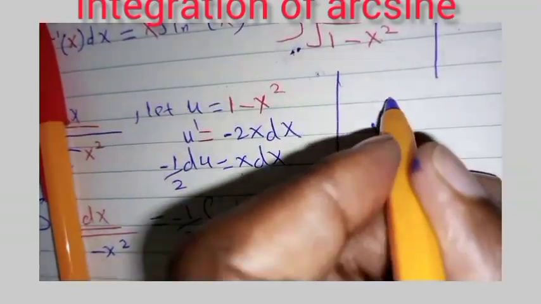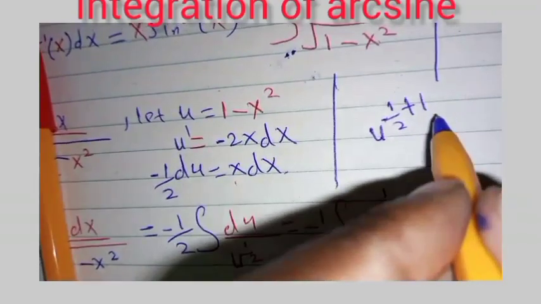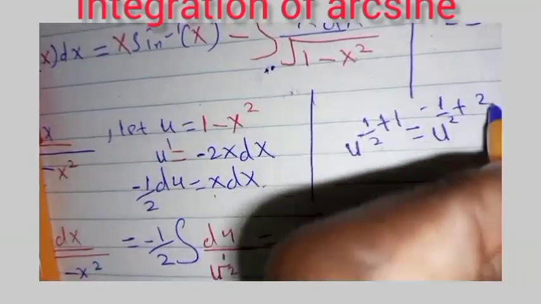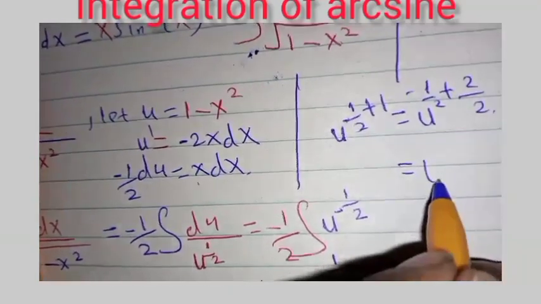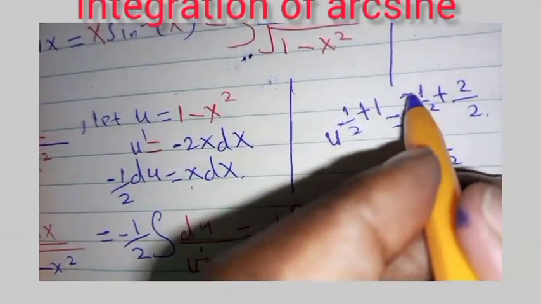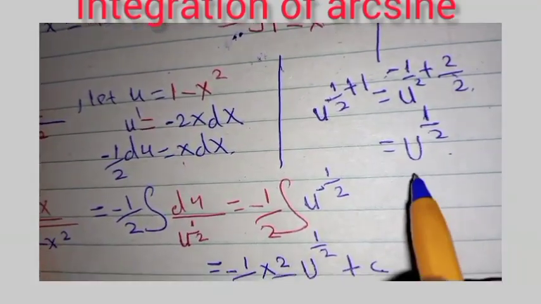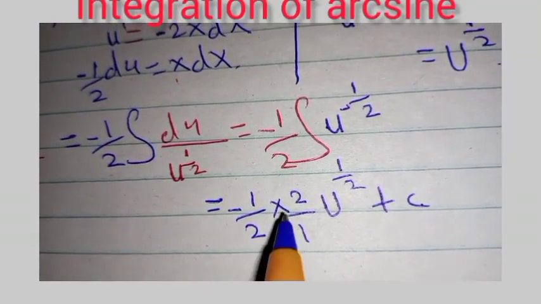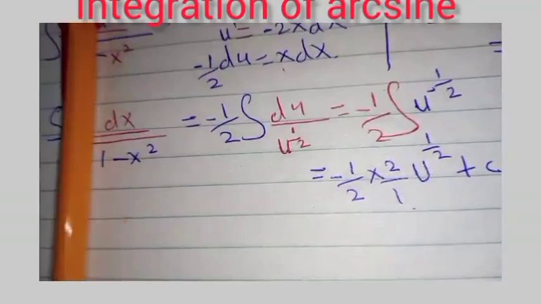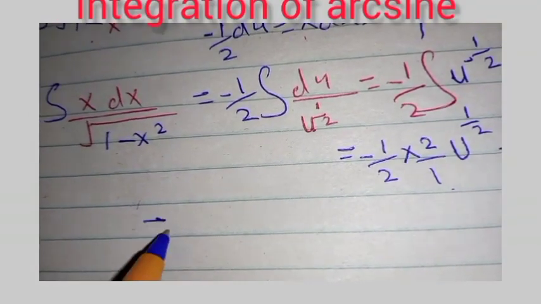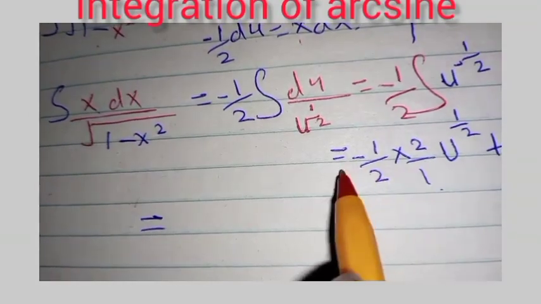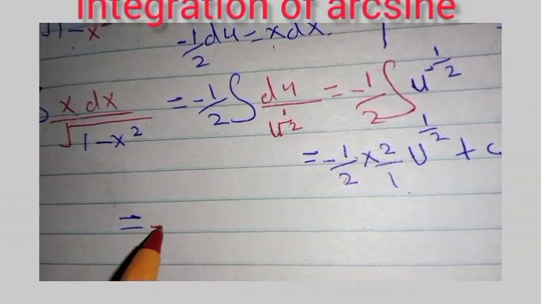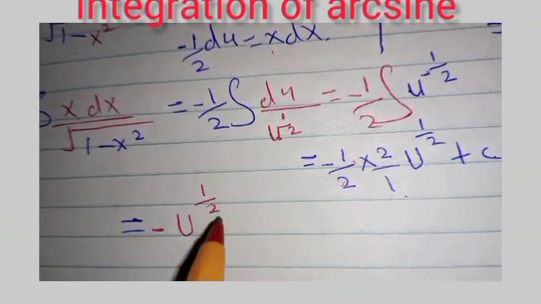What I've done here is very simple. You have u power negative half. Integration says add 1 to the power. Negative half plus 1 gives you u power half. Negative 1 plus 2 is 1 over 2. So we divide by half, which is the same as multiplying by 2. Meaning that for the integral of this part, there is a negative here, so the 2 and 2 will cancel, and you will have negative u power half plus constant c.